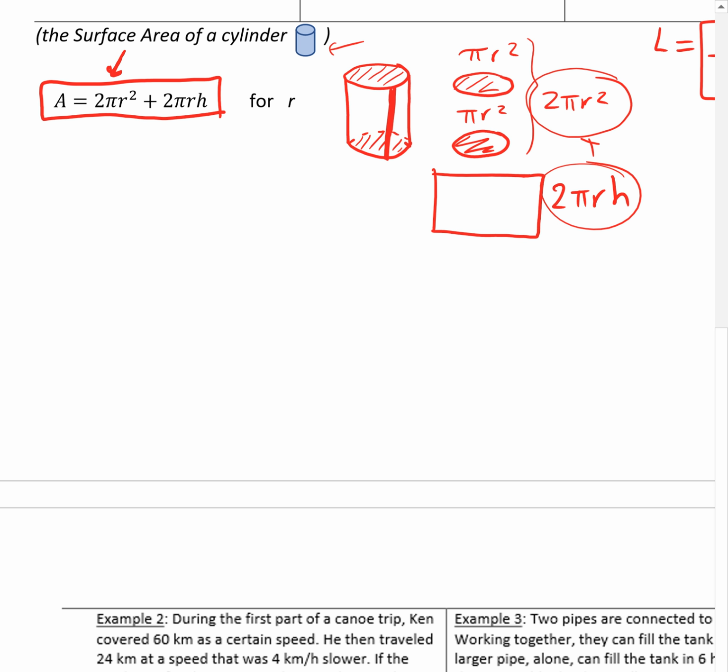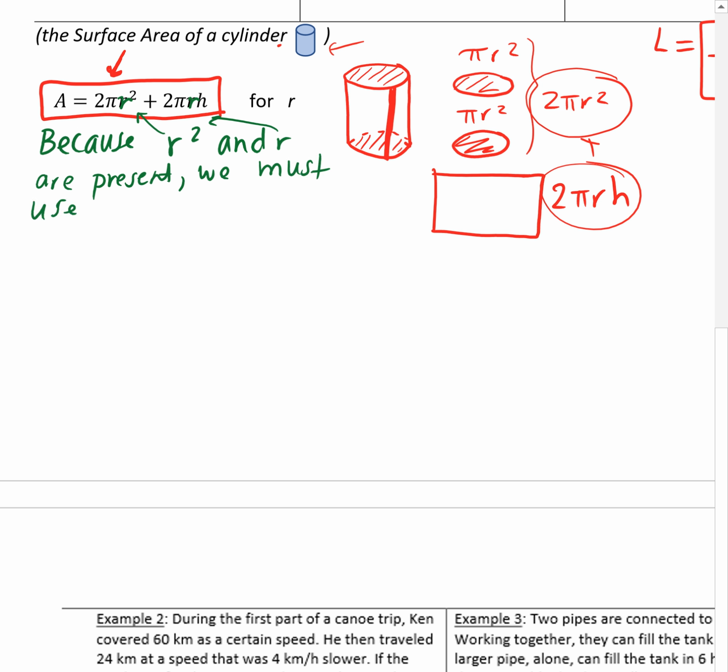Anyway, they want us to solve this equation for r, but you notice this one's way more complicated than the previous ones because r shows up here, it's squared, but it also shows up here where it's not squared. So it's kind of tricky. How do I solve for r when it's being squared and not squared? Unfortunately, because both r squared and regular r are present in two different terms, we must use the quadratic formula to solve this.